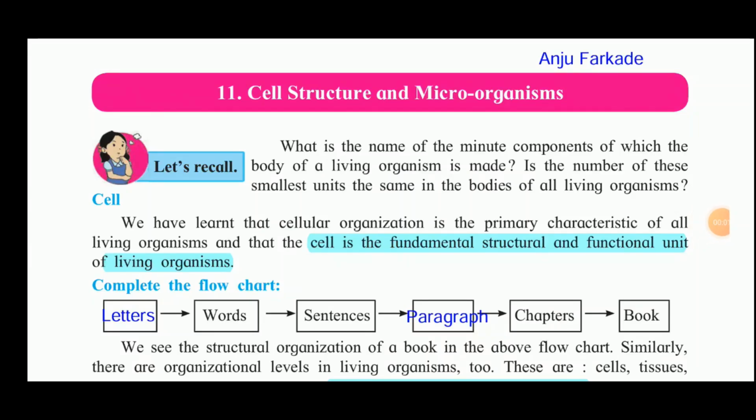Students, let us see now the next chapter, the cell structure and microorganisms. Now, what is the name of the minute components of which the body of a living organism is made up of? We have learnt in the lower classes that the body of a living organism is made up of a cell. Now, is the number of these smallest units the same in the bodies of all living organisms? The answer will be no, because the size of the different organisms is different. Naturally, the number of cells in the bodies of the living organisms will also be different.